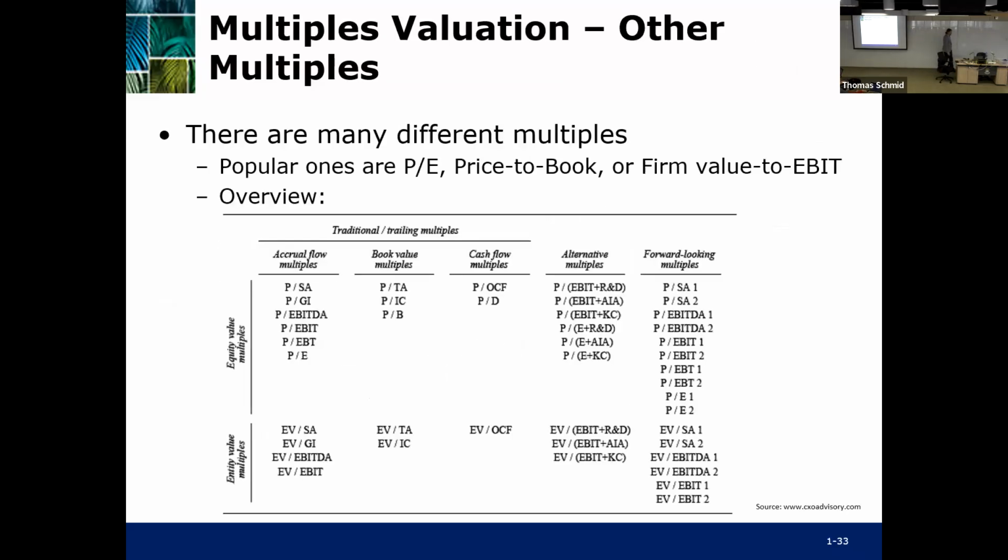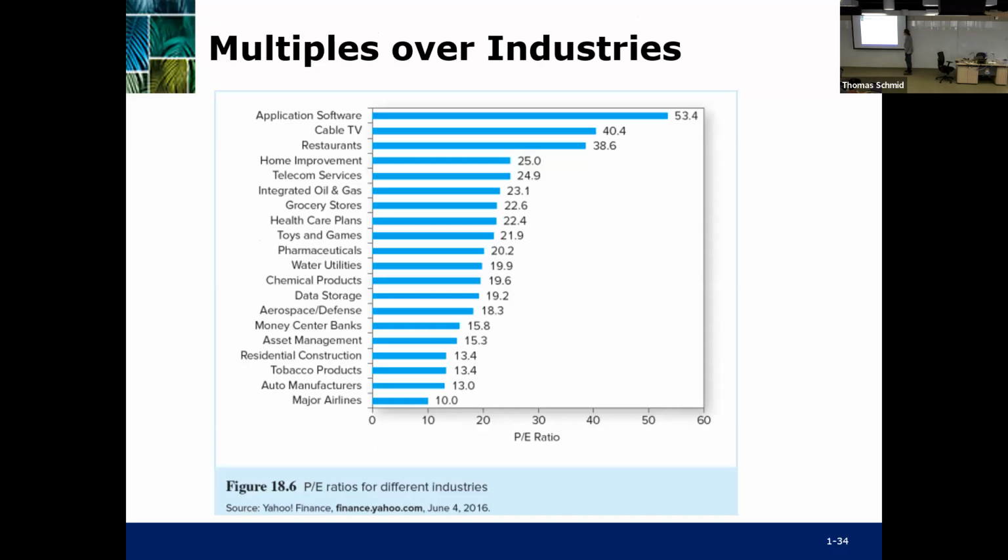Very straightforward. And here we have an overview on different multiples, so it's just giving you a reference on which multiples exist, and this is also not all multiples that exist. There are book value multiples, cash flow multiples, alternative multiples, forward-looking multiples. It's like a zoo. It's like hundreds of multiples. Okay? So, of course, I don't expect you to know all of them. This is more like a reference on what is existing.